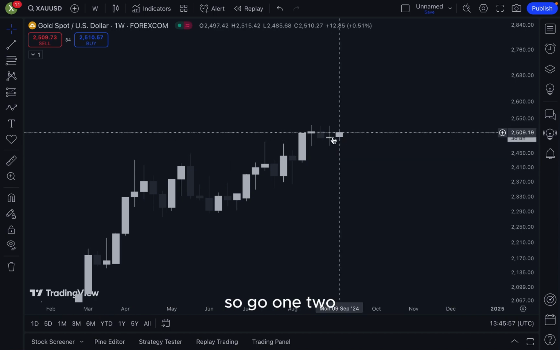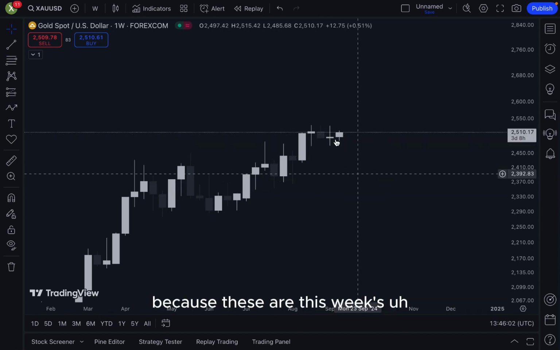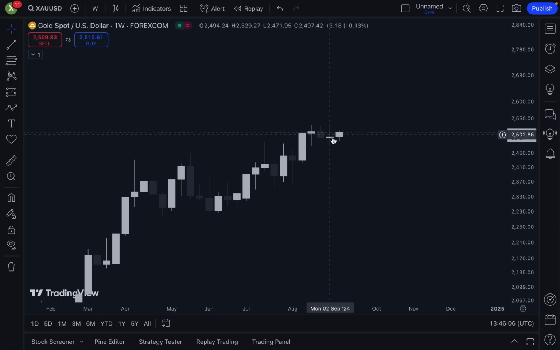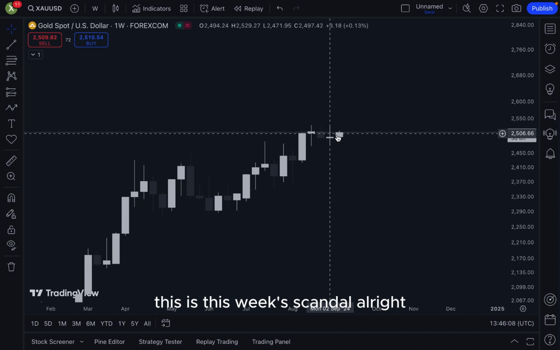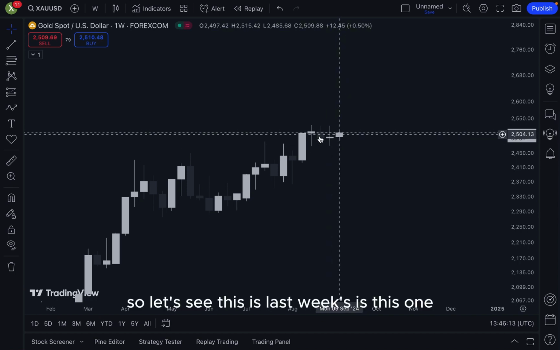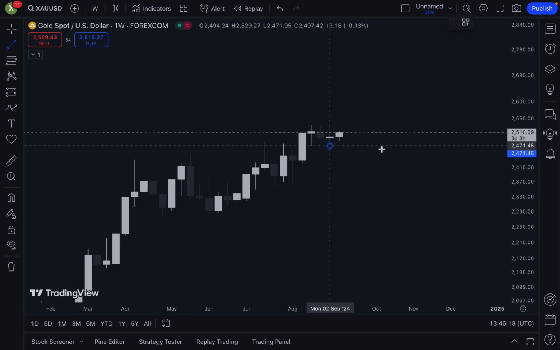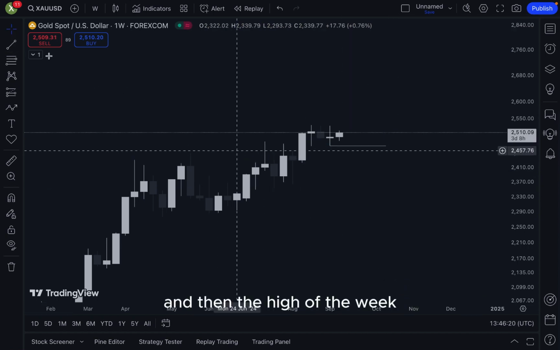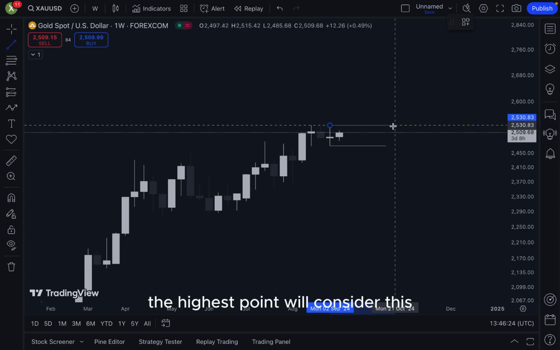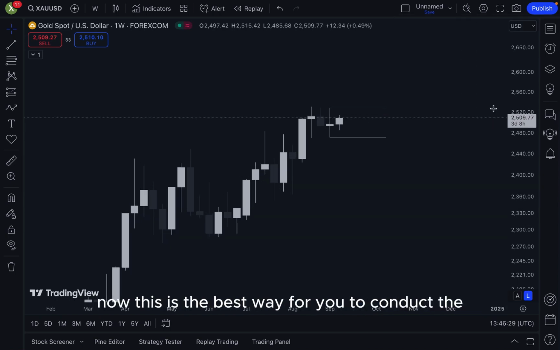All right, so we'll go 1, 2. Monday and Tuesday don't count because these are this week's. This is this week's candle, and last week's candle is this one. So this would be the low, and then the high of the week, the highest point. We'll consider this. Now this is the best way for you to conduct a technical analysis.